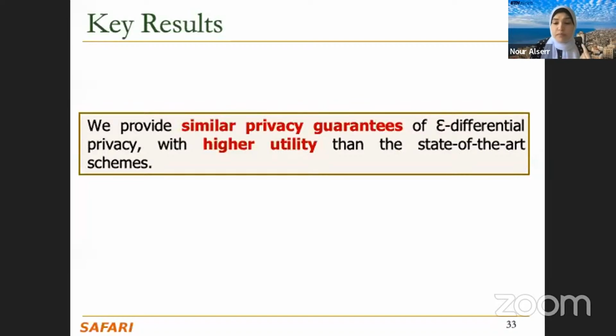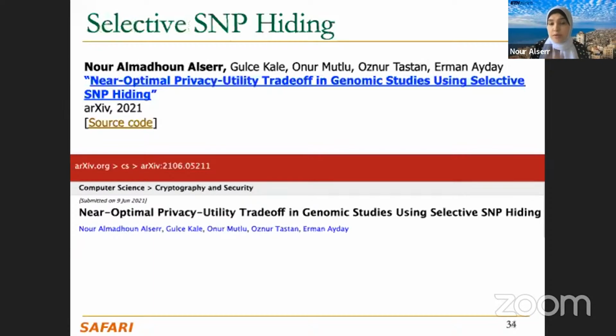Again, you can find many more details about this paper in the arXiv version. This paper is in the process of publication, and you can also find the code of that paper. It is open source, so you can use it. You can find a demo there, and examples of how to run our algorithms.